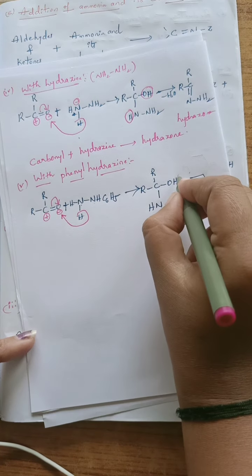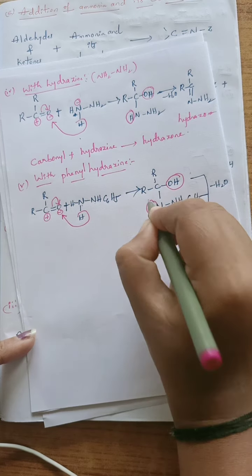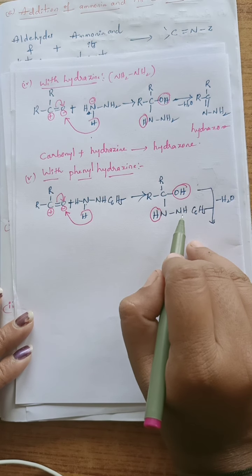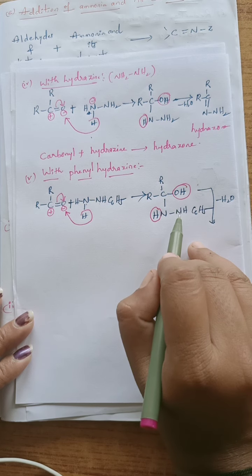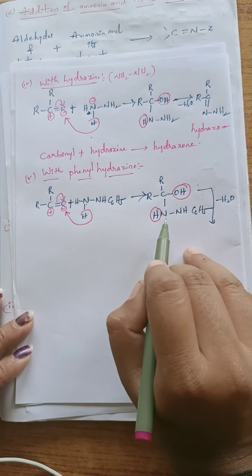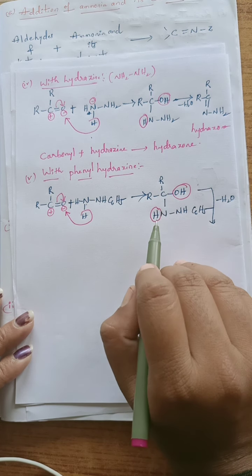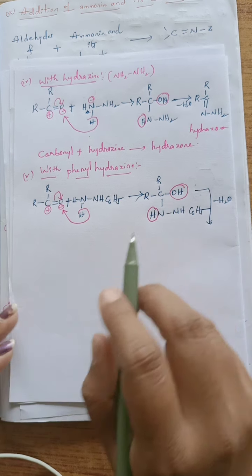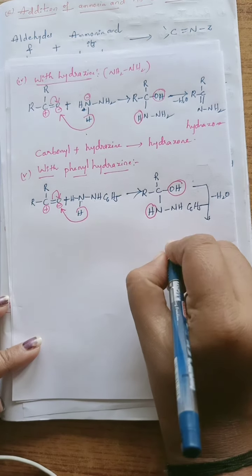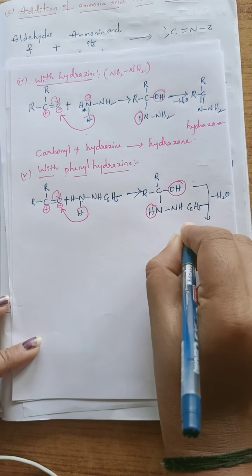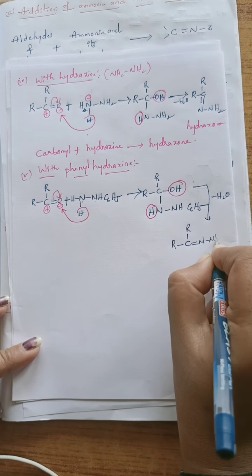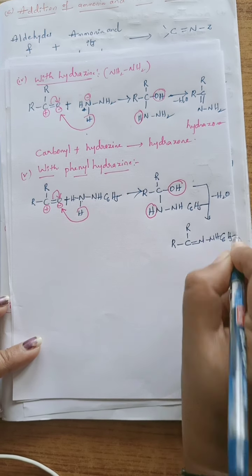Now this addition product undergoes removal of water, that is dehydration. OH from the carbon atom and hydrogen from the nitrogen eliminate as H2O. Remember, we should not remove hydrogen from the other nitrogen because it is not attached to carbon. Only this nitrogen is attached to carbon. So hydrogen from this nitrogen and OH from the carbon eliminate as H2O. Then we get R-C-R double bond N-NH-C6H5.